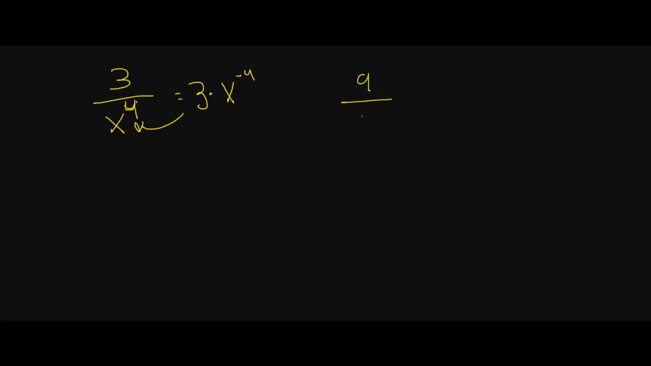So let's say I got 9 over y to the positive 6. Well, that's going to be 9 times y to the negative 6. All right, you're just rewriting the problem. Let's say you have 1 over x to the 20. Well, that's going to be 1 times x to the negative 20, or in other words, you could just rewrite it as x to the negative 20, because the 1 multiplied by this is just itself.